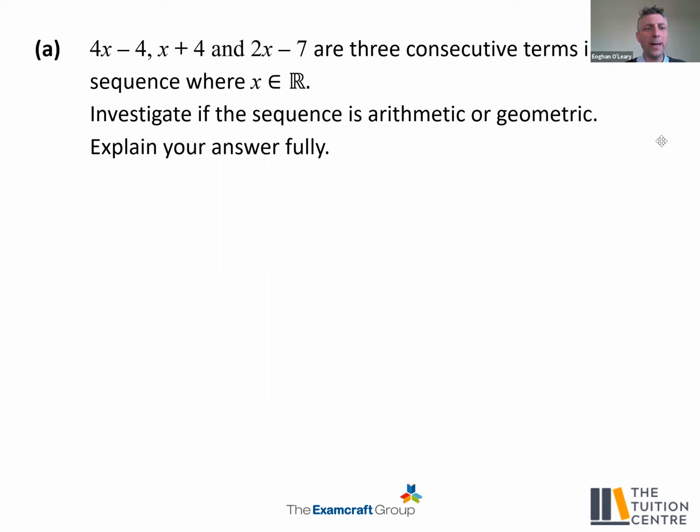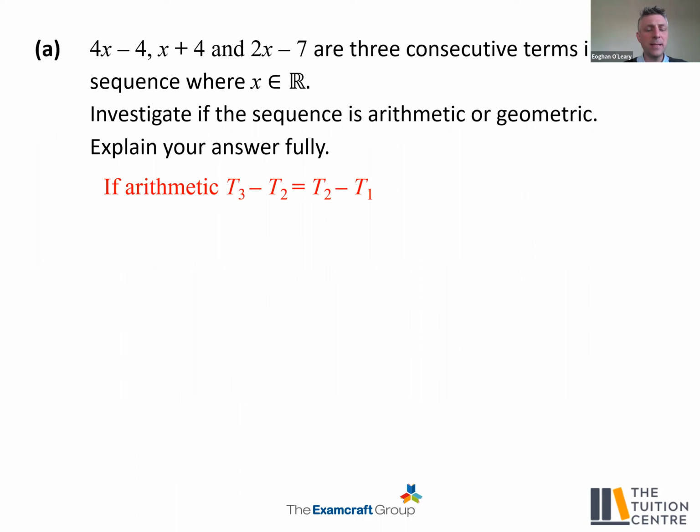It says 4x minus 4, x plus 4 and 2x minus 7 are three consecutive terms in a sequence where x is an element of the real numbers. Investigate if the sequence is arithmetic or geometric. Fully explain your answer. So if arithmetic, we know that term 3 minus term 2 is equal to term 2 minus term 1, i.e. there's a common first difference.